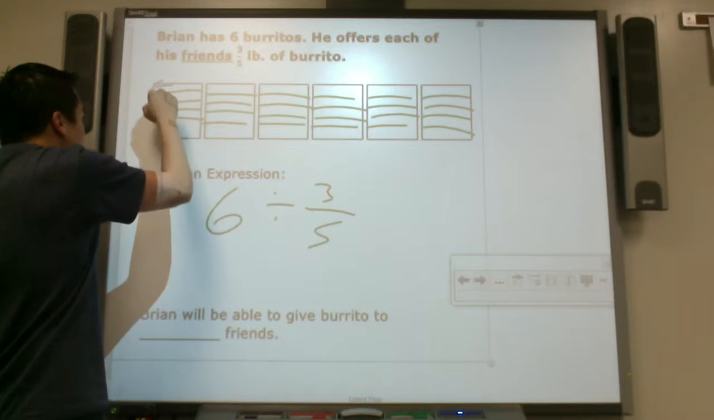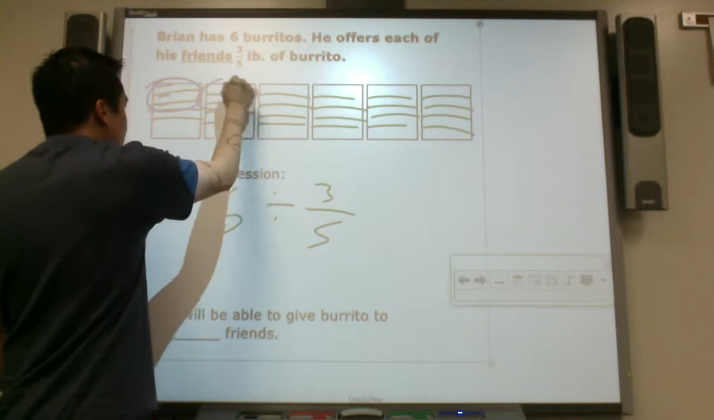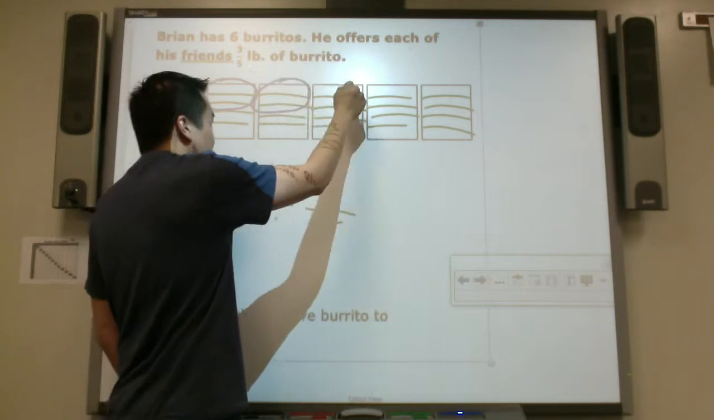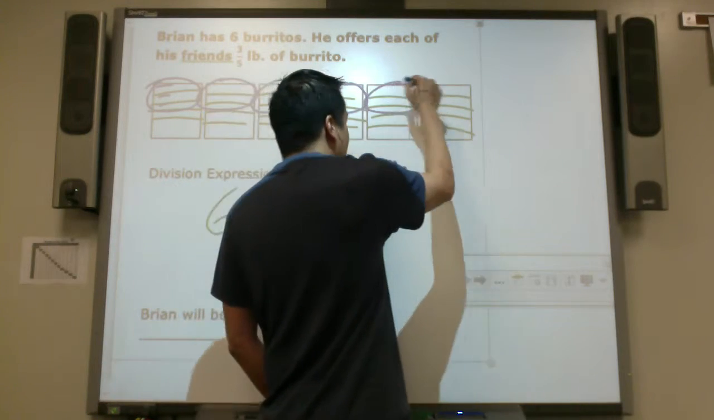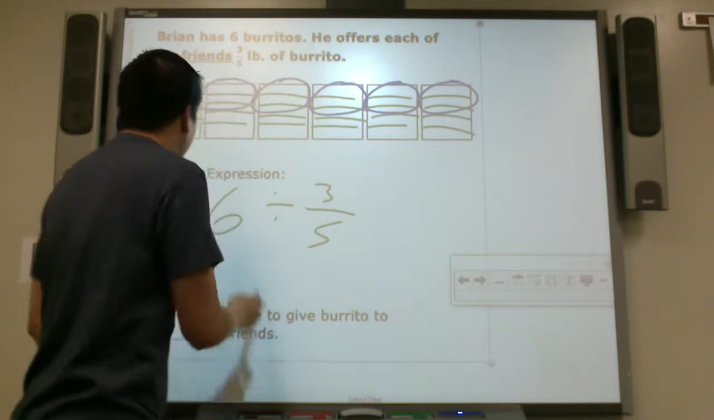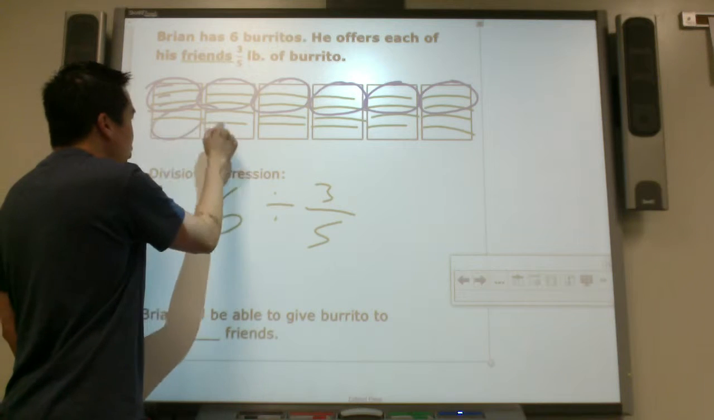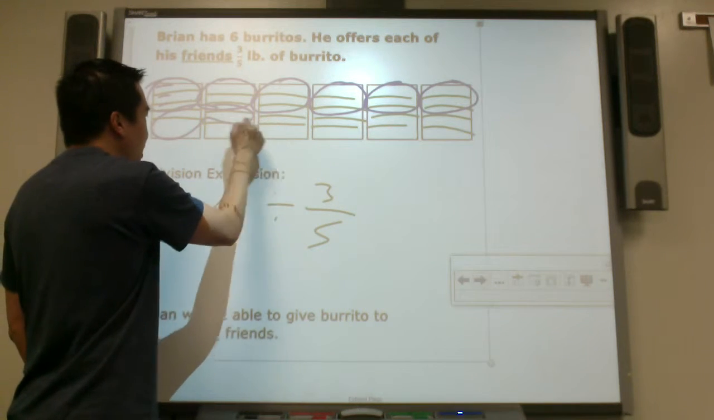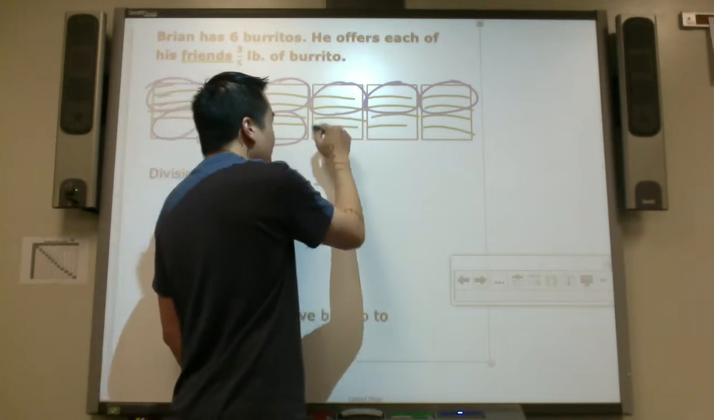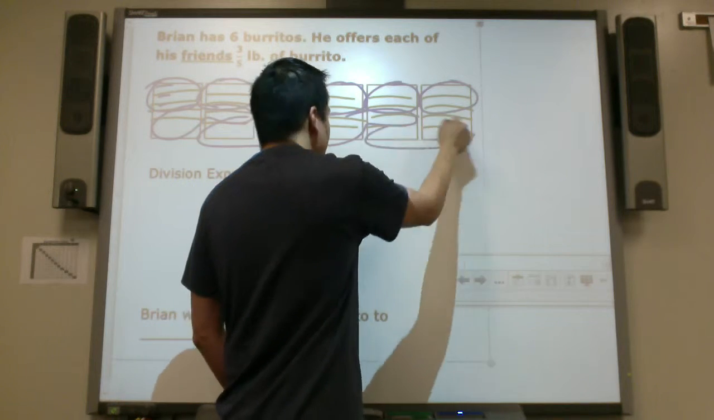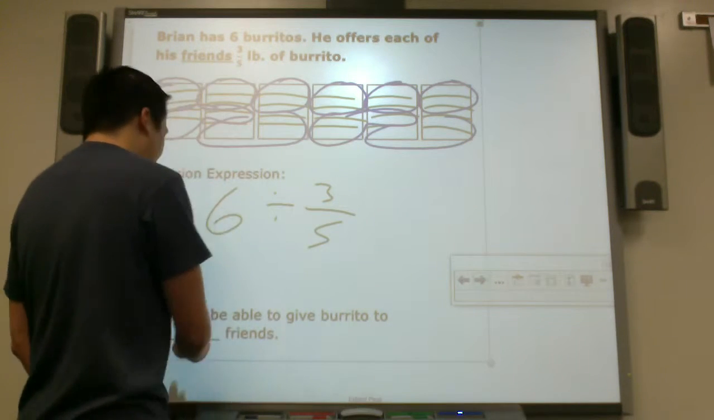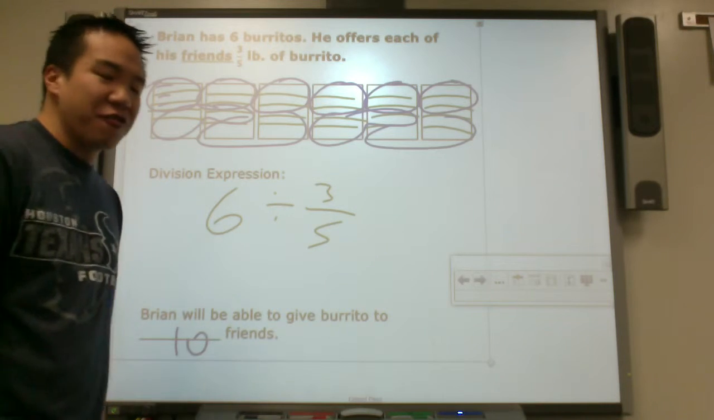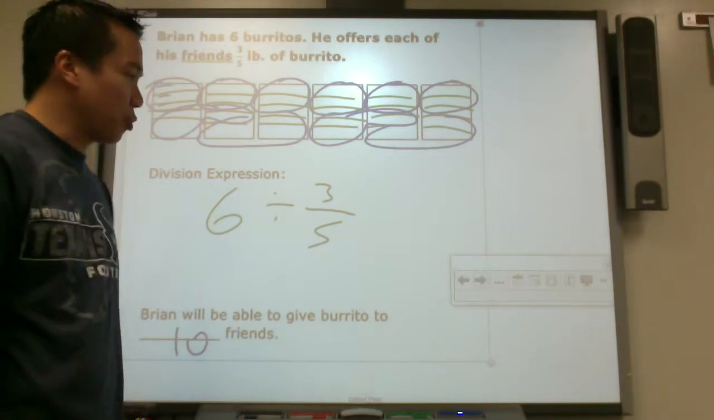1/5, 2/5. So 1 group of 3/5, 2 groups of 3/5, 3 groups of 3/5, 4 groups of 3/5, 5 groups of 3/5, 6 groups of 3/5, 7 groups of 3/5, 8 groups of 3/5, 9 groups of 3/5, 10 groups of 3/5. Brian will be able to give burrito to 10 friends because there's 10 groups of 3/5.